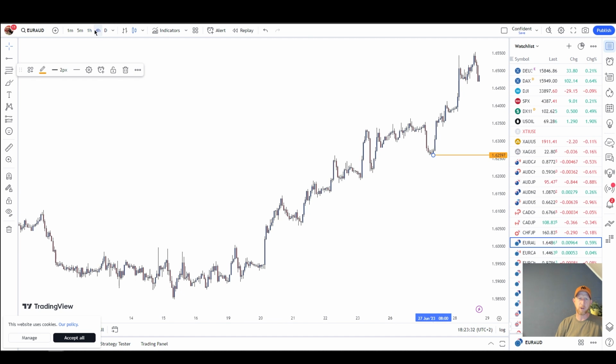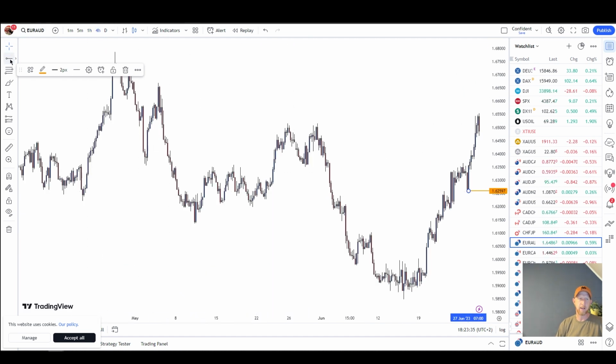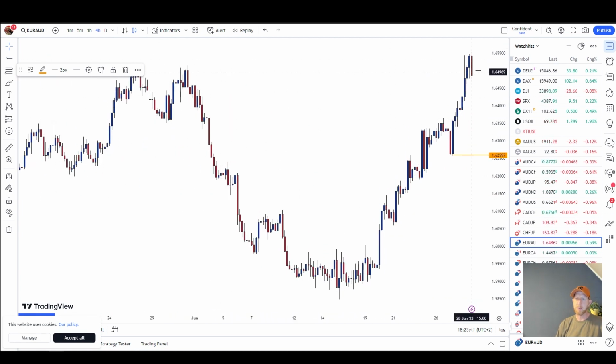Let's jump up to a 4-hour chart and see what we've got going up here. That could be a really good one. If you get on a lower time frame, that's going to be a really nice level there. It's probably going to do a bit of a pullback before it continues on its way. So let's just leave it at that for now.